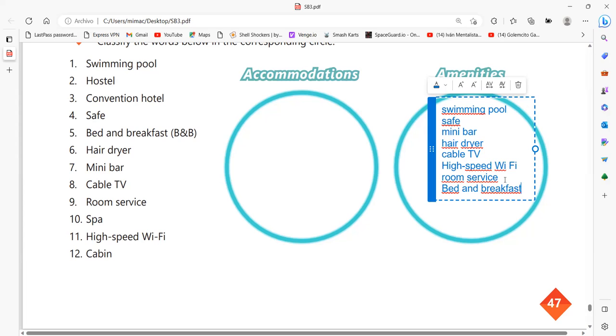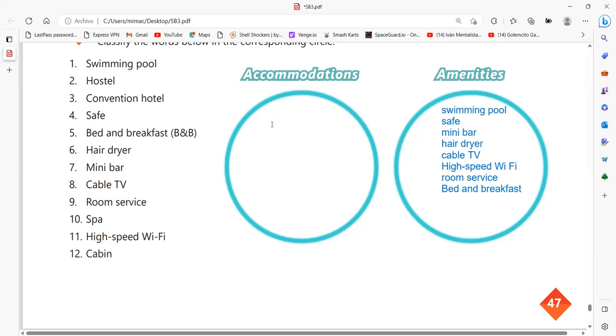Only those. Spice accommodation. It is like. Okay. So over here we have accommodations, hostel. Cabin. The other one, convention, hotel. Convention, hotel.